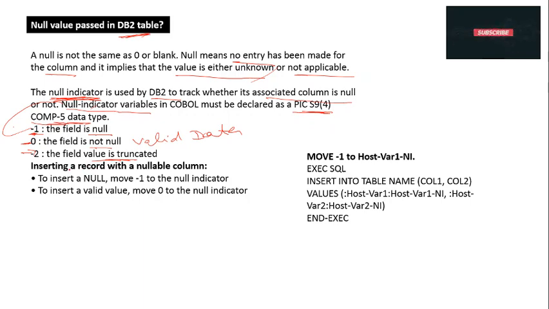If the interviewer asks, how will you insert a null value into a DB2 table? You need to pass the value -1 to the null indicator, then it will insert null. To insert a valid value, move 0 to the null indicator. This is the syntax, you can check here: I have passed -1 to the null indicator of the first variable. INSERT INTO table name, column 1 and column 2, this is the first variable and this is the null indicator. So in this case, a null value will always be inserted.